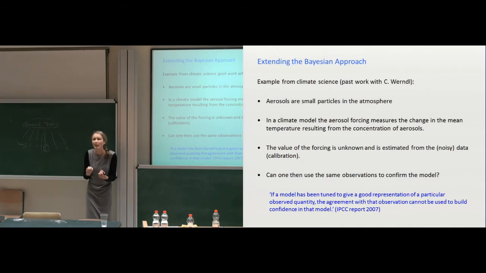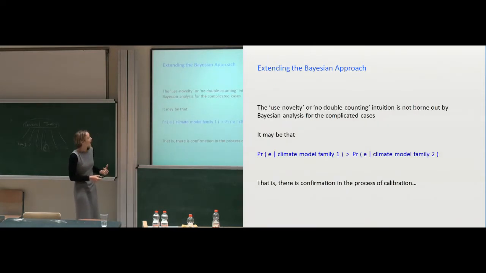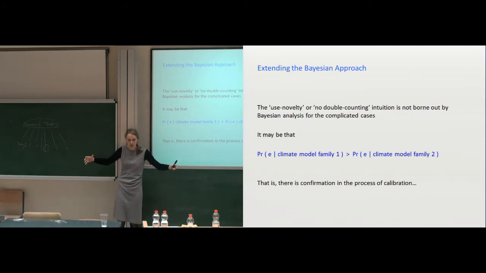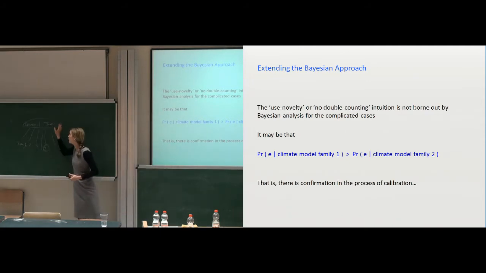So we can't have this strict distinction, at least according to Bayesian terms, between evidence that's used to calibrate and evidence that's used to confirm the model. And in fact, this use-novelty or no double counting at this stage, even though Worrell was able to tell a nice story for the simple cases, is just not borne out by Bayesian analysis. Bayesians don't construct theories. They just have a probability model that they've constructed, that they're imagining, from the get-go.